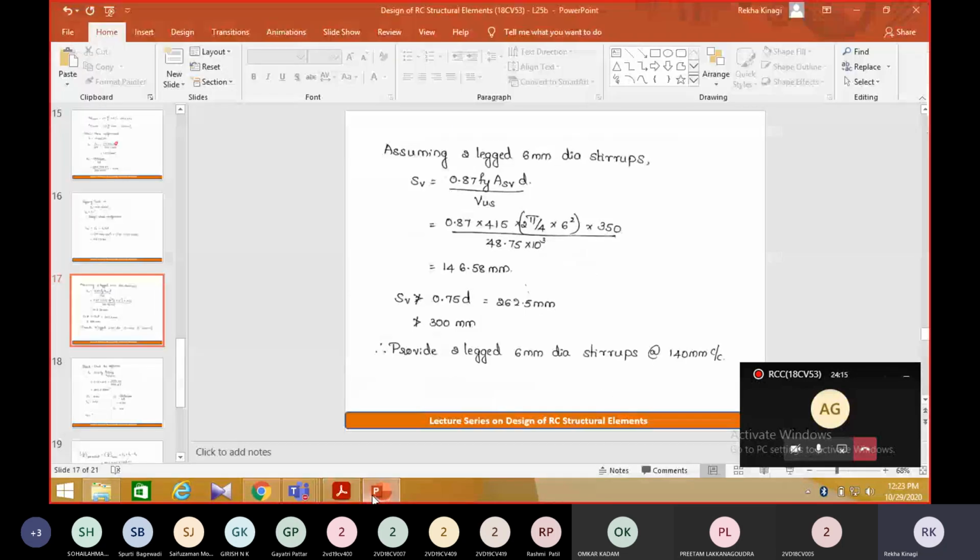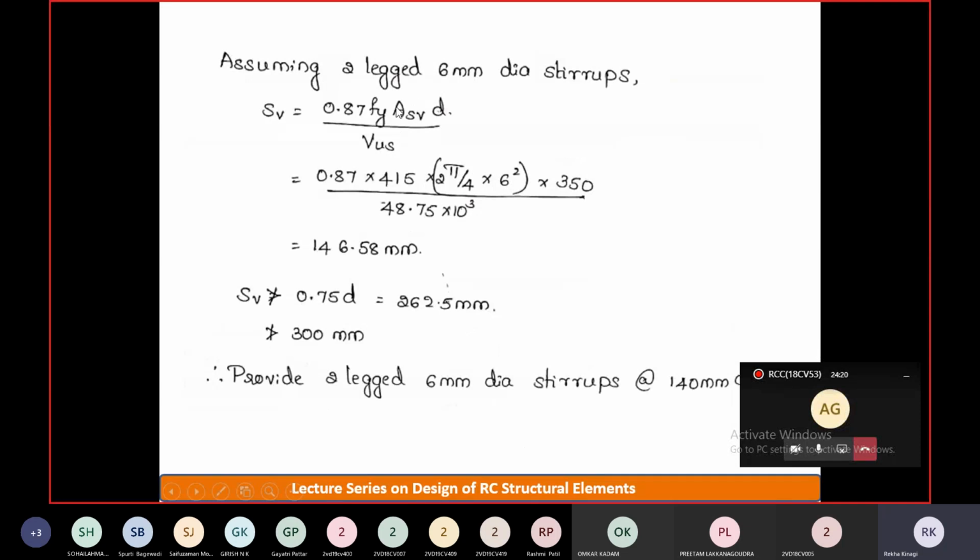The same equation is used here in order to calculate the spacing, and we know that ASV is the area of shear reinforcement, that is 2 number of legs, so 2 into pi by 4 into 6 square, that is the cross sectional area of 1 bar. Since there are 2 legs, it will be multiplied with 2. So once we substitute all these values, we are going to get the value of SV, that is spacing between the stirrups, as 146.58 mm.